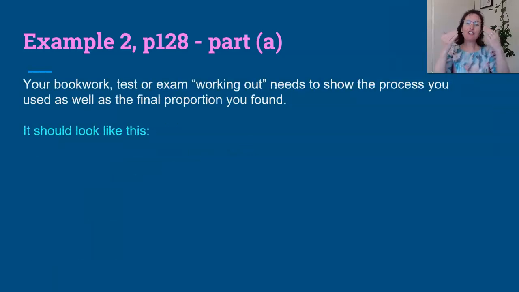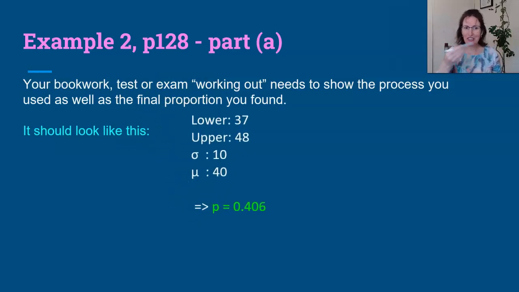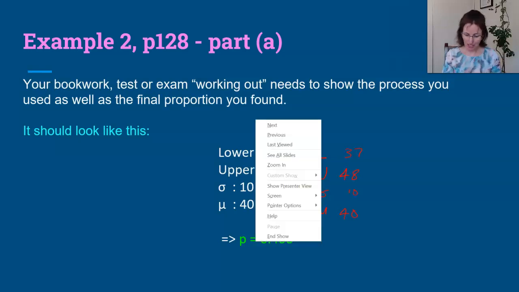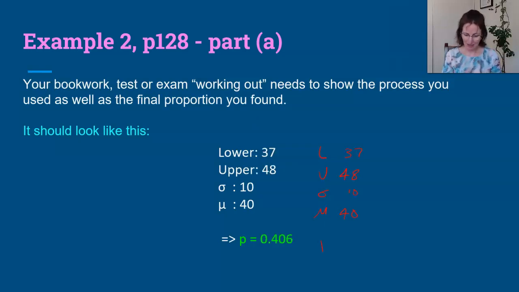But how do you write this down? What bookwork do you need to show your teacher or your examiner that you know what you're doing? And this is what you need to write. So the 4 inputs that you put into your calculator, you need to write down. You don't necessarily have to write the whole word lower. We'd be happy for you to write lower is 37, upper is 48. And then you do need to write the symbols for sigma, standard deviation, is 10, and mu is 40. And then the final answer you need to write is the p-value.